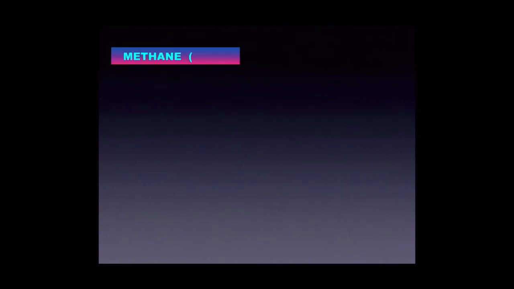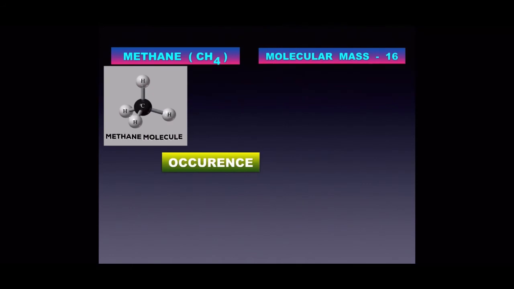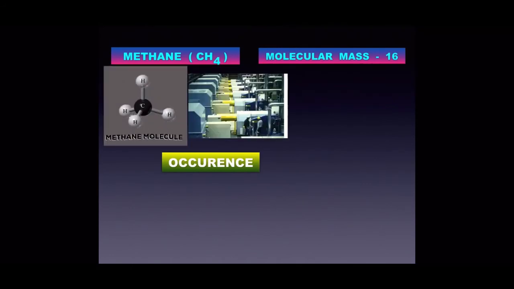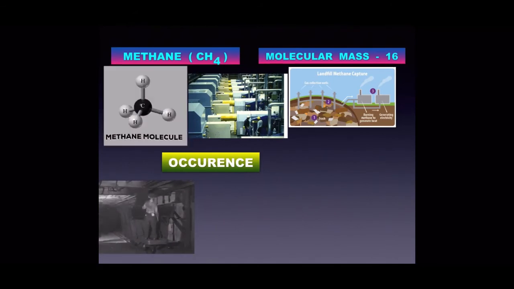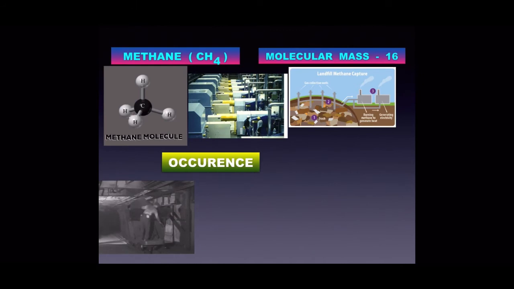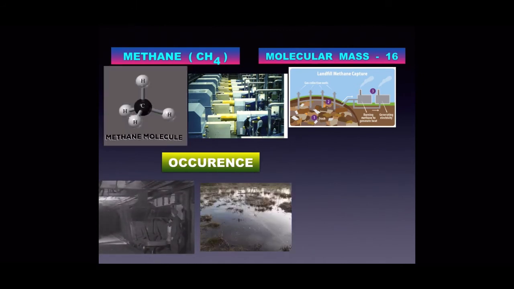Now we shall see methane, that is CH4 molecular formula. Molecular mass is 16. Methane occurs in natural gas to the extent of 87%. Decomposition of organic matter in the absence of air, that's anaerobic, produces methane. Methane is present in biogas. Methane is found in coal mines. Methane is found at the surface of marshy places, which is why it is also called marsh gas.